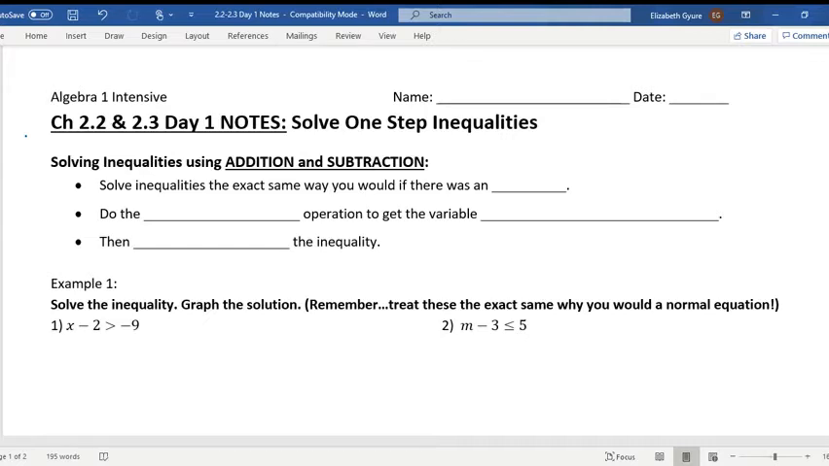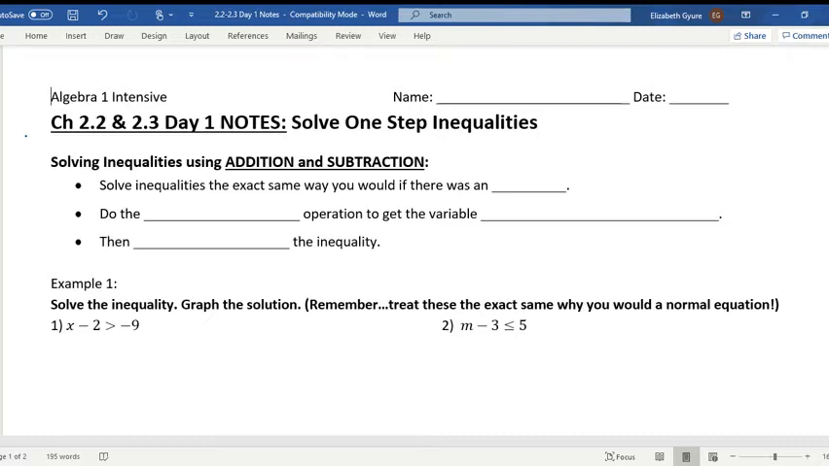So we're going to focus on solving inequalities that have addition and subtraction, and then we're going to focus on ones that have multiplication and division, because when you're doing multiplication and division, there's something you've got to be a little bit careful of. So, solving inequalities with addition and subtraction.